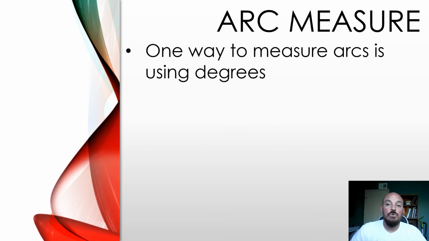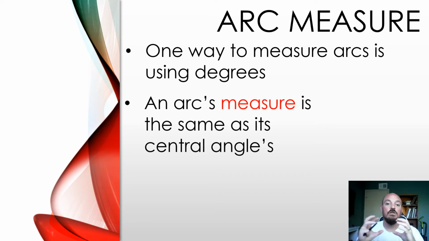So there are two ways to measure arcs. One of them is using degrees, just like we measure angles, and that's called arc measure. There's a difference between arc measure, which we're doing right now, and arc length, which we'll get to in a minute. Arc measure is measured in degrees, and it's very simple. An arc's measure is the same as its central angle's measure.